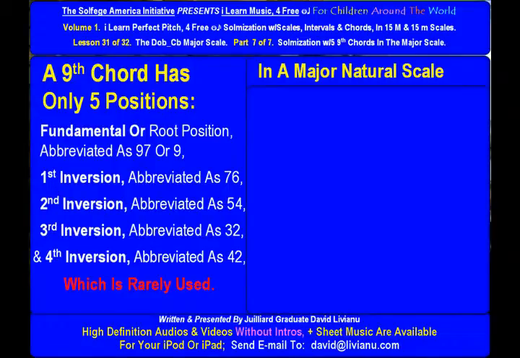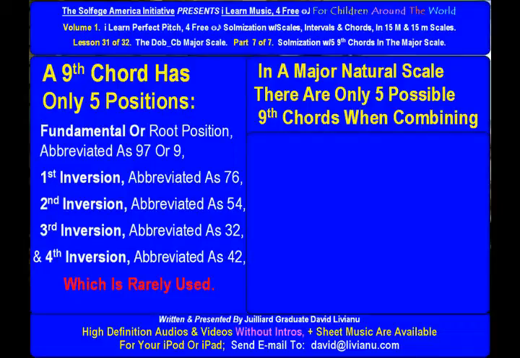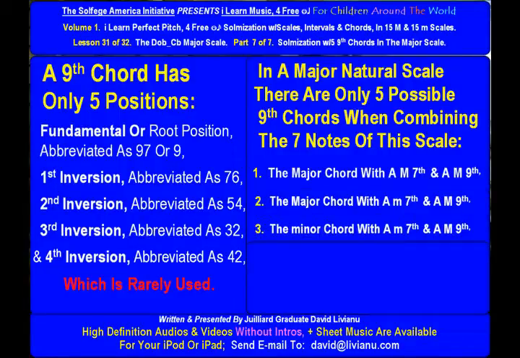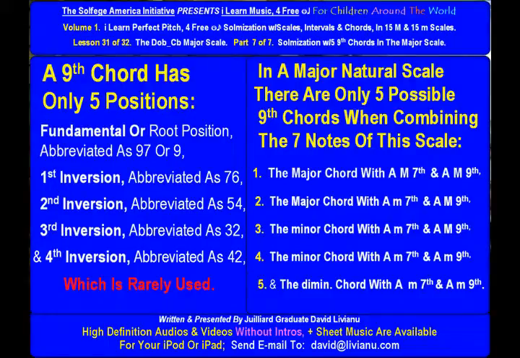In a major natural scale, there are only 5 possible ninth chords when combining the 7 notes of this scale: the major chord with a major 7th and a major 9th, the major chord with a minor 7th and a major 9th, the minor chord with a minor 7th and a major 9th, the minor chord with a minor 7th and a minor 9th, and the diminished chord with a minor 7th and a minor 9th.